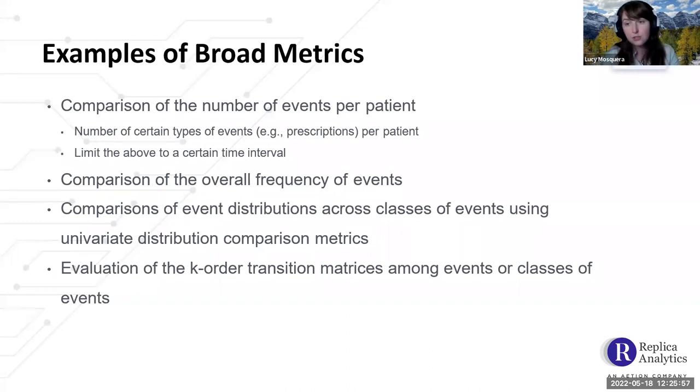Given that it's longitudinal data, you're going to have people receiving different services or different events in a particular sequence. So for example, after you've been to your doctor, you may have a slightly different probability of receiving a prescription or a laboratory test than after visiting an emergency room. And so you can tabulate these different probabilities into a matrix and then compare it between real and synthetic data.